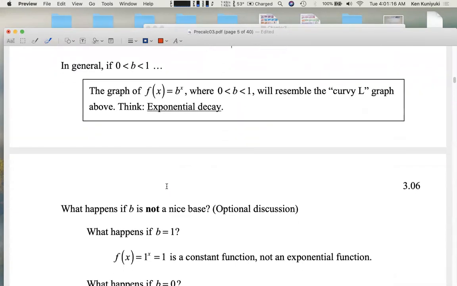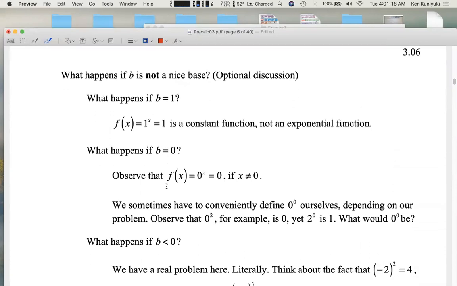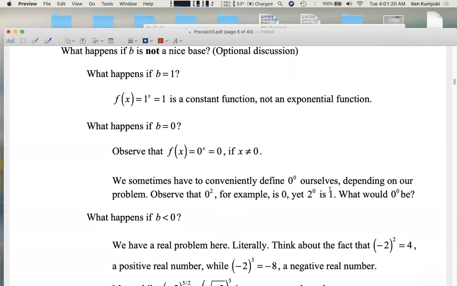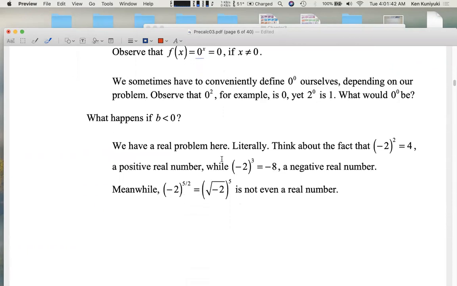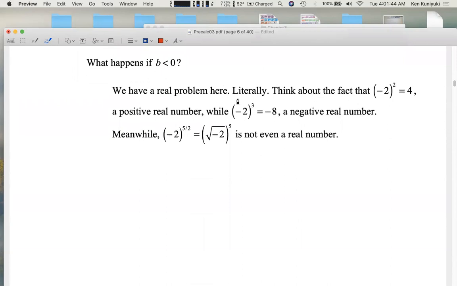Now some comments about bases that are not nice. What if b is 1? Well, 1 to the x is 1. That's just a constant. That's a flat line. If b is 0, 0 to the x is basically 0, although 0 to the 0 is weird. Again, it's basically a flat line. So these do not represent exponential functions. They're basically constants.